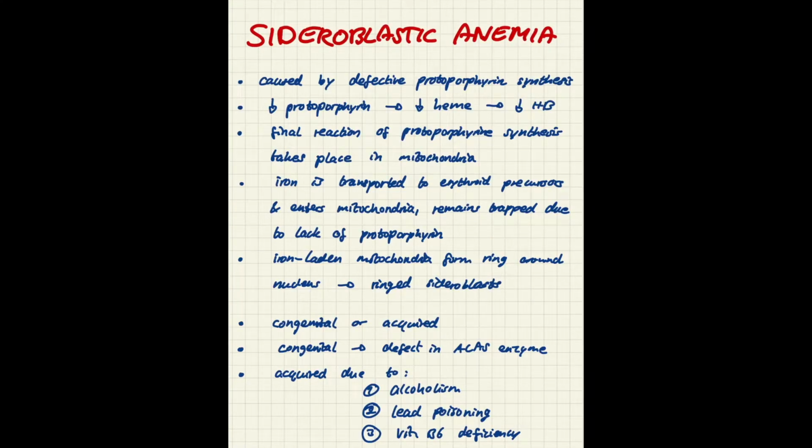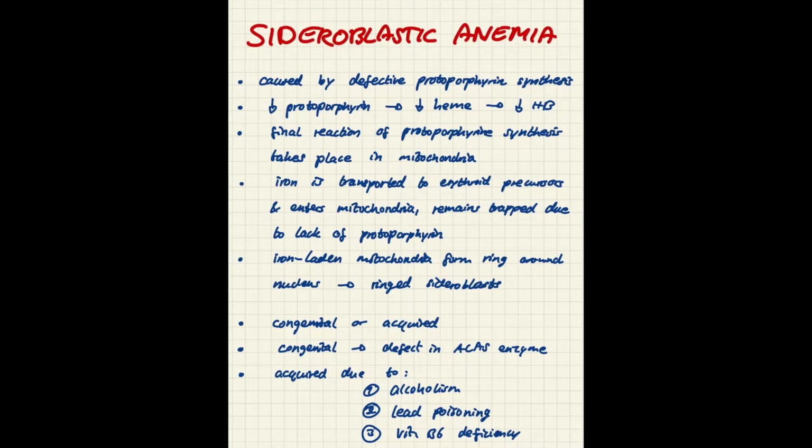Sideroblastic anemia is caused by defective protoporphyrin synthesis. A decrease of protoporphyrin leads to a decreased formation of heme and HB. The final reaction of protoporphyrin synthesis takes place in the mitochondria. Iron is transported to erythroid precursors and enters the mitochondria. It remains trapped due to the lack of protoporphyrin. The iron-laden mitochondria form a ring around the nucleus, and these cells are called ringed sideroblasts.